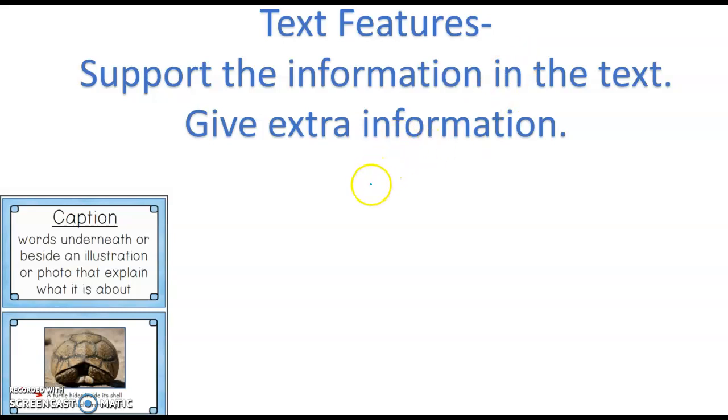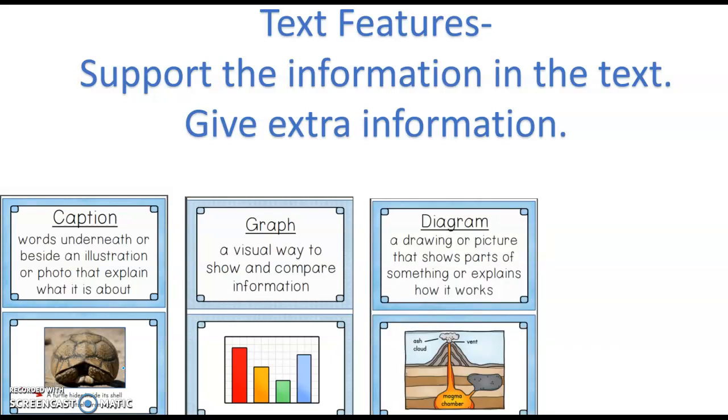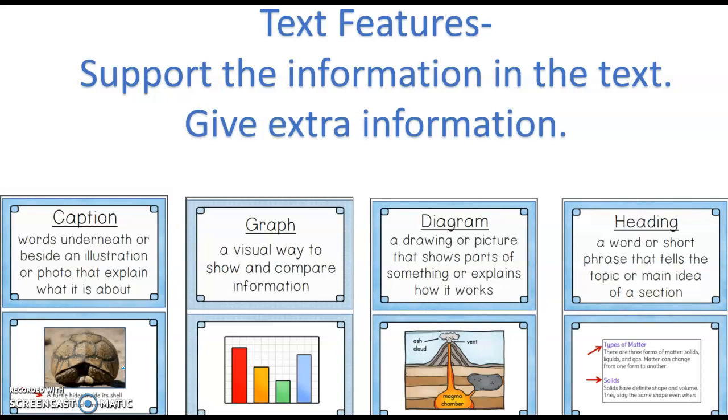So maybe we're reading a text about turtles, but we don't know what turtles look like, or we don't really know too much information about them. Well, we're going to look at the photo so we can get a better visualization, but then also underneath the photographs and the illustrations, we often find a caption that tells us what exactly we're looking at. You might see a graph or a diagram. You might also see headings.